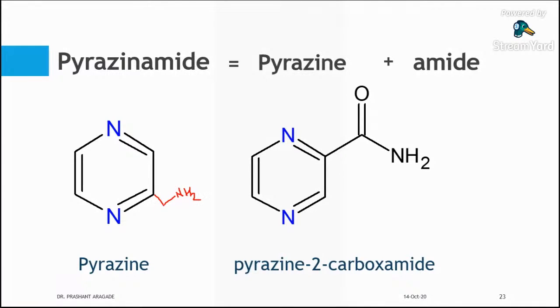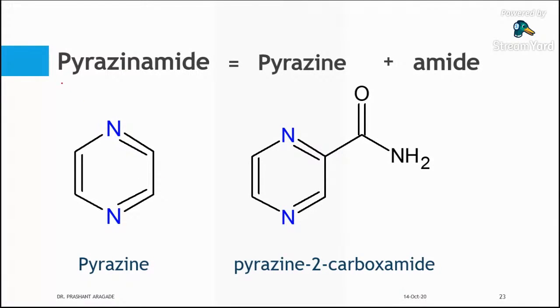Once you have added the amide functional group anywhere, then give the numbering. Now numbering starts from here, 1, 2. So similarly, pyrazine 2 carboxamide. If you add here also, you can use the numbering like that, 1 2 3 4 5. So pyrazine 2 carboxamide is the correct name of this structure. So this is how simply you can remember the structure of pyrazinamide.